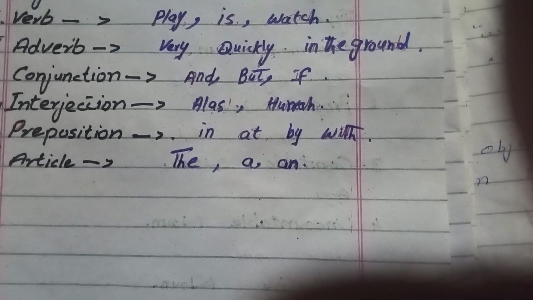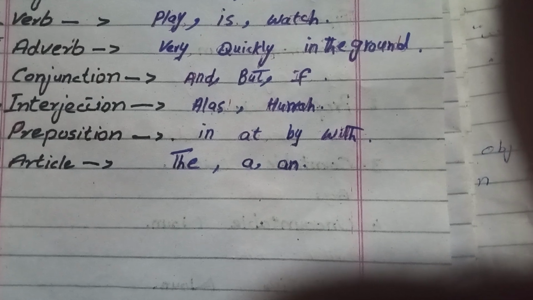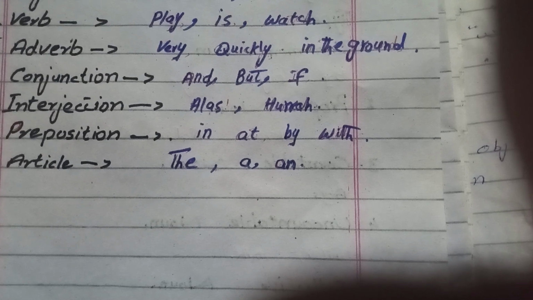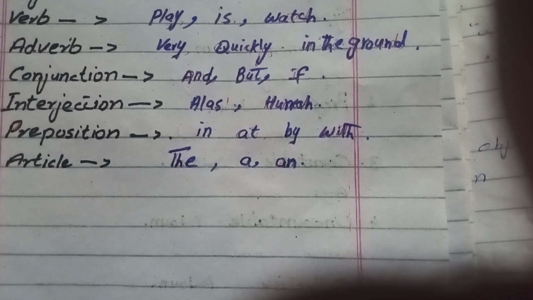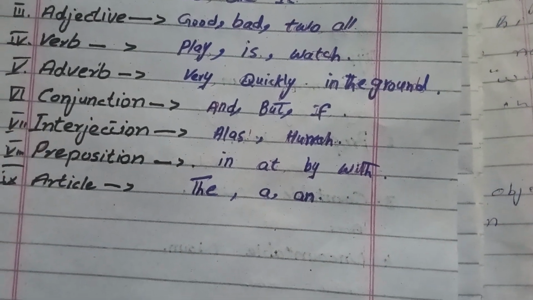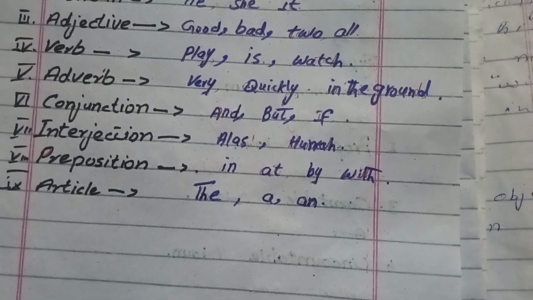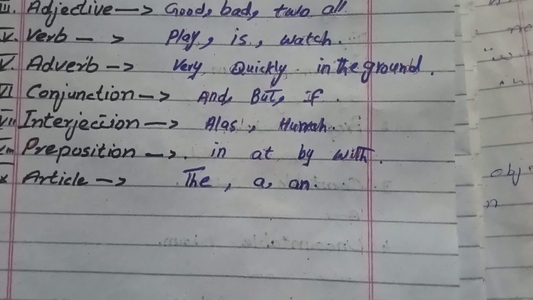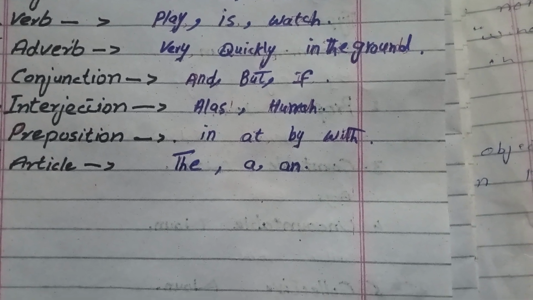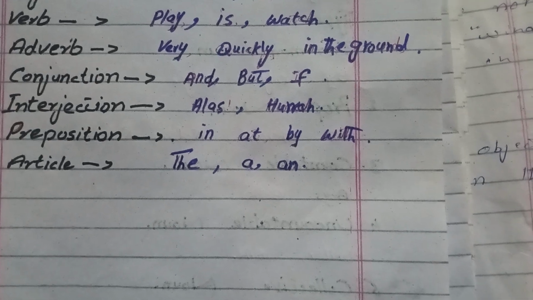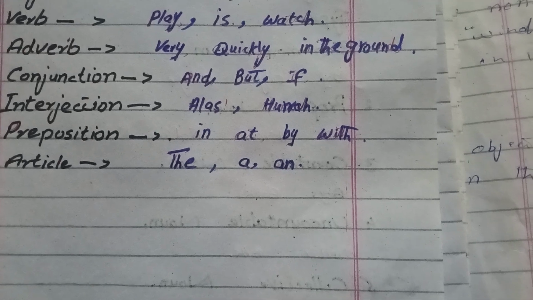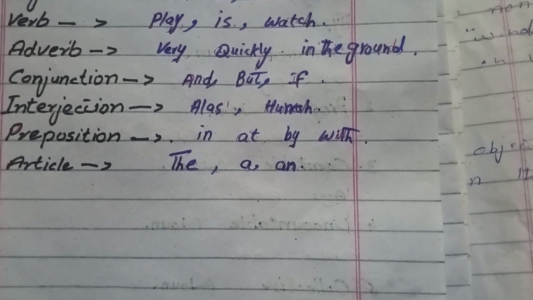The ninth part of speech is article. In English, there are two articles. The first one is definite article and the second one is indefinite. The definite article is the. The is used to specify the thing. That is why the is called definite article. A and an are used to generalize the thing, and this is the reason because of which these two articles a and an are called indefinite article.